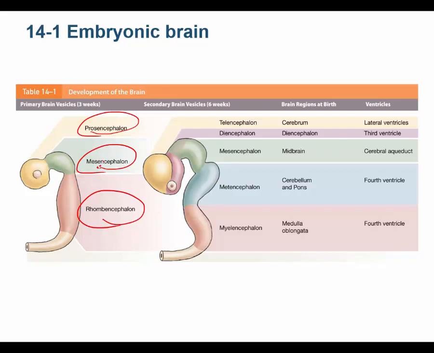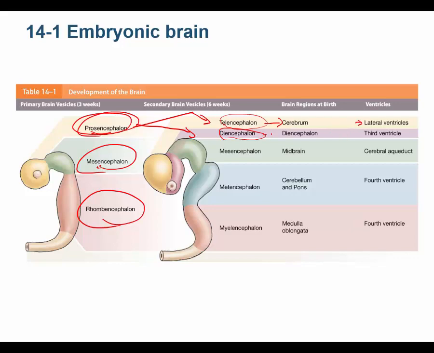So the mesencephalon is easy. The midbrain is the mesencephalon. Matter of fact, even in the adult brain, we sometimes call the midbrain the mesencephalon. But the prosencephalon does change. About 6 weeks later, the prosencephalon differentiates into 2 secondary vesicles. And those are the telencephalon and the diencephalon. The telencephalon becomes your cerebrum, your cerebral cortex, and also the lateral ventricles.